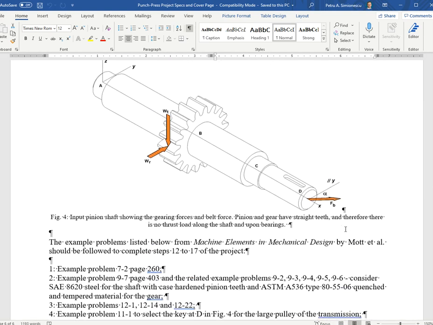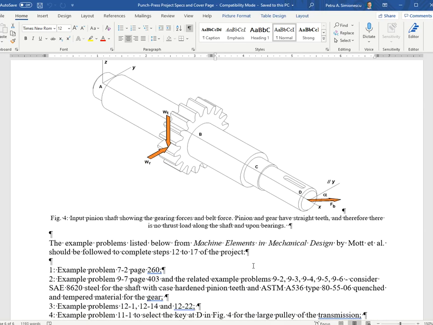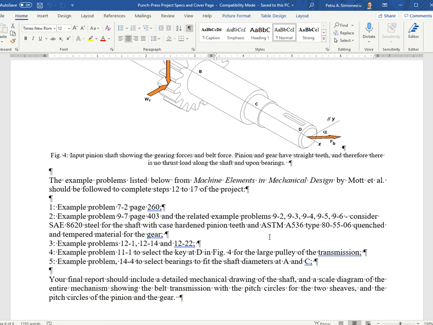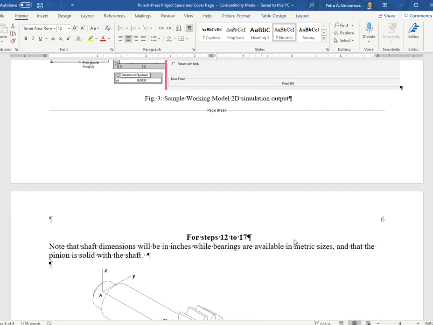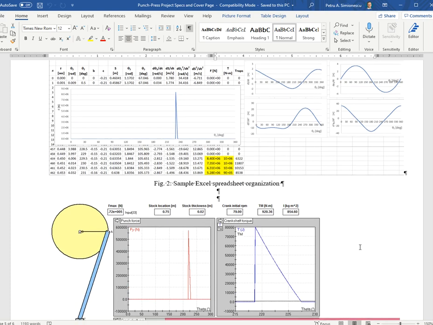And then some more information about part 2 of the project, with the shaft calculation and gear calculation. I'll have separate recordings for belt selection and more on the latter part of the project.